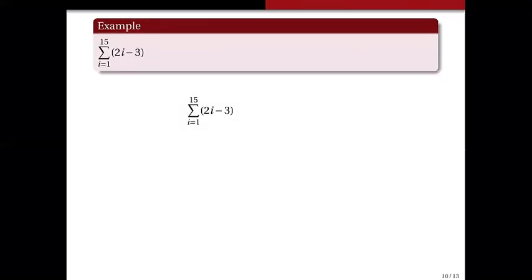So we have this sum of 2i minus 3, i from 1 up to 15. What we can do is to separate them. So you will see, you have the sum of 2i, i from 1 up to 15, minus, because this is minus, the sum of 3, i from 1 up to 15. And then, this is 2, a constant, times i. So we can bring this constant out.